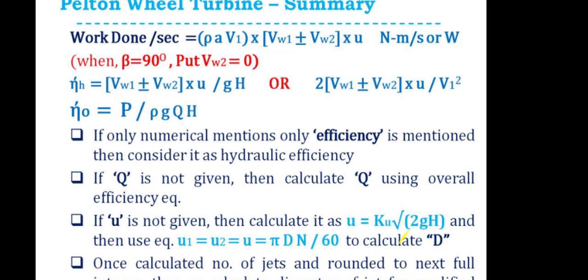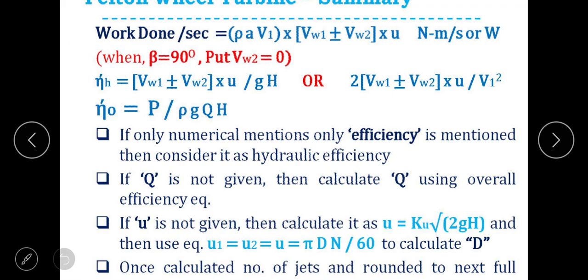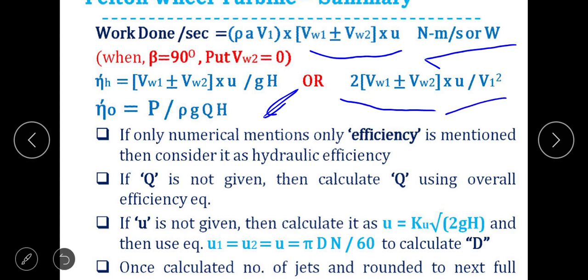Work done per second is equal to rho A V1 multiplied by Vw1 plus or minus Vw2 multiplied by U Newton meters per second or watt. Hydraulic efficiency is equal to Vw1 plus or minus Vw2 multiplied by U upon gH, or 2 times Vw1 plus or minus Vw2 multiplied by U divided by V1 squared. Overall efficiency is equal to capital P divided by rho g Q H.